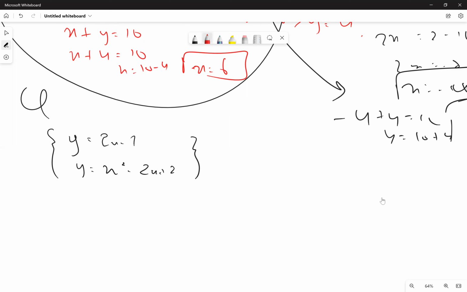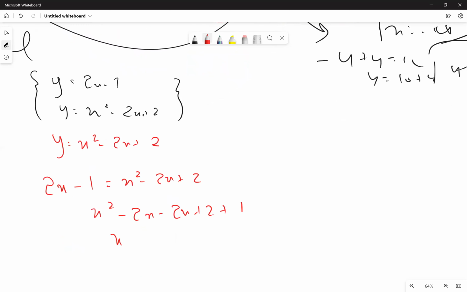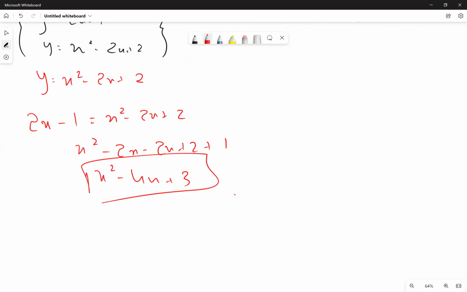Let's choose the second equation. Y is equal to x squared minus 2x plus 2. Let's substitute y here. 2x minus 1 is equal to x squared minus 2x plus 2. Here x is the subject, so x squared minus 2x minus 2x plus 2 plus 1. So x squared minus 4x plus 3 comes out. Now we have this quadratic equation. We can apply the mid-term break. I think yes, it will be solved by the mid-term break.